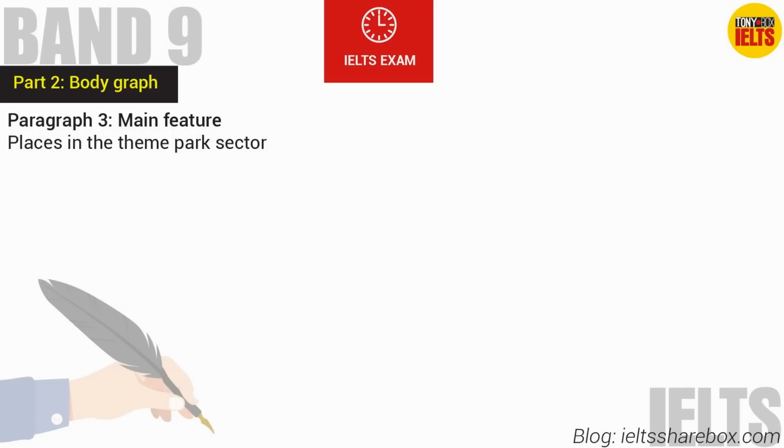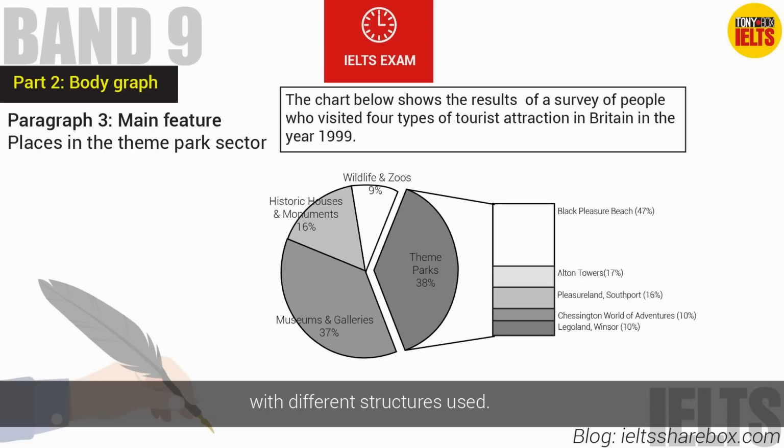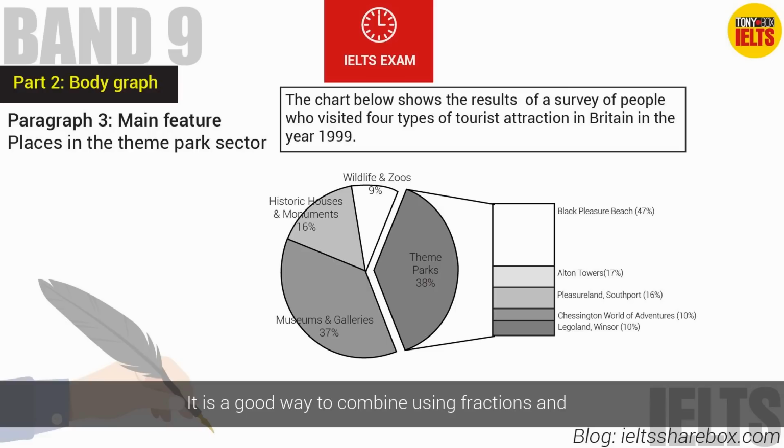Paragraph 3. Main feature, places in the theme park sector. Likewise, we also analyze the places in the theme park in descending order, with different structures used. In this paragraph, we use both specific data and phrases to describe. For the highest amount of visitors, we used almost half of the people surveyed, 47%, to state about Blackpool Pleasure Beach. It is a good way to combine using fractions and specific numbers to present the proportion.